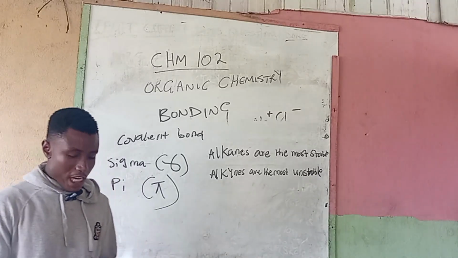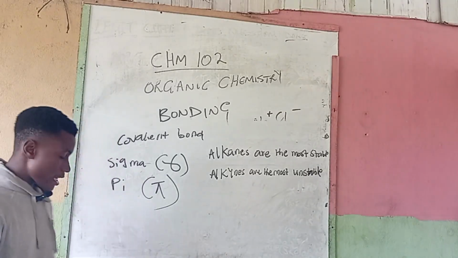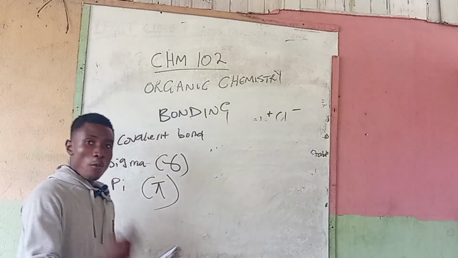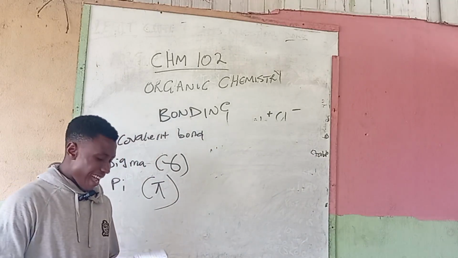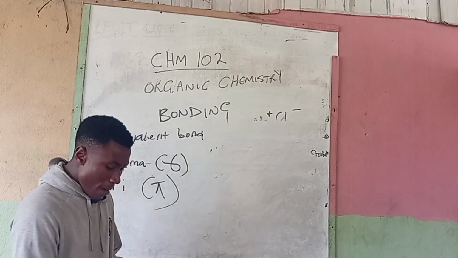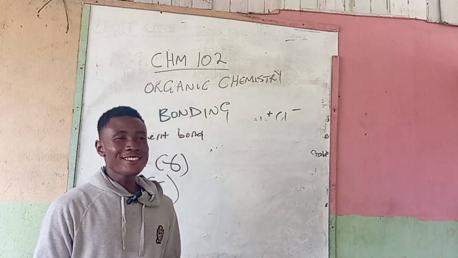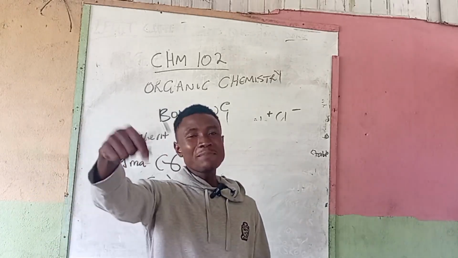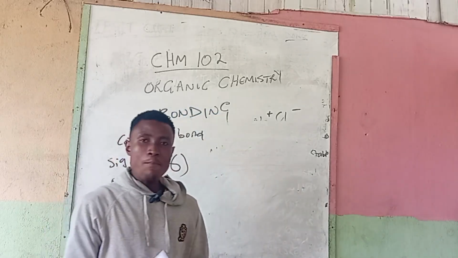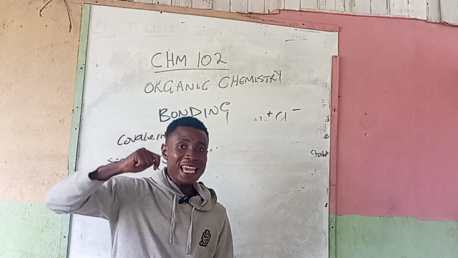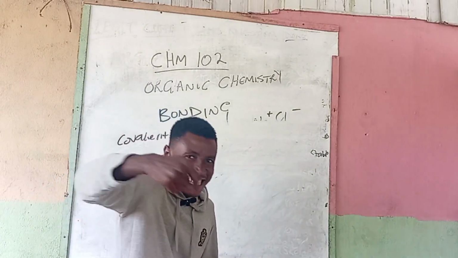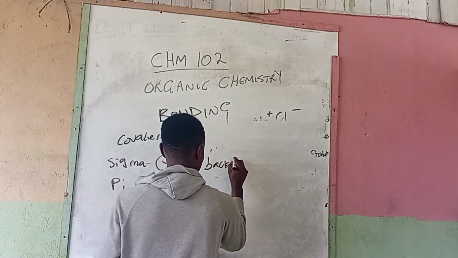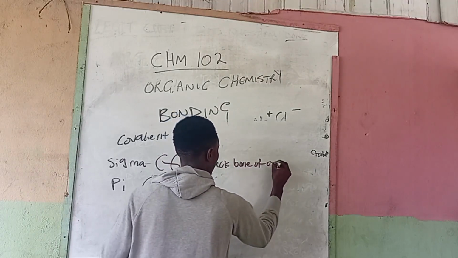So let's talk about the sigma bond and its formation. We are going to talk about the sigma bond and their formations. So the sigma bond, please take note of this. This is Chemistry 102, most repeated questions. The sigma bond is the backbone of organic chemistry. I didn't say covalent bond, I said sigma. I have to break it down. The sigma bond is the backbone of organic chemistry.